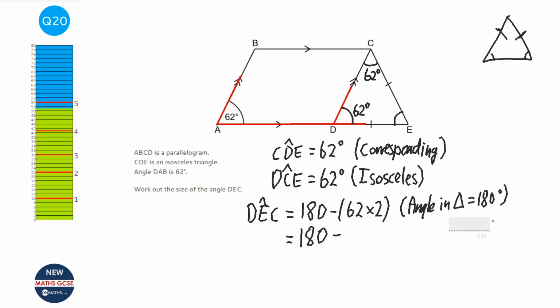Okay, so that's going to be 62 times 2. Well, 60 times 2 is 120, so it'll be 124. And then when you take that away from 180, you're going to get 56. Okay, so the angle's going to be 56 degrees.